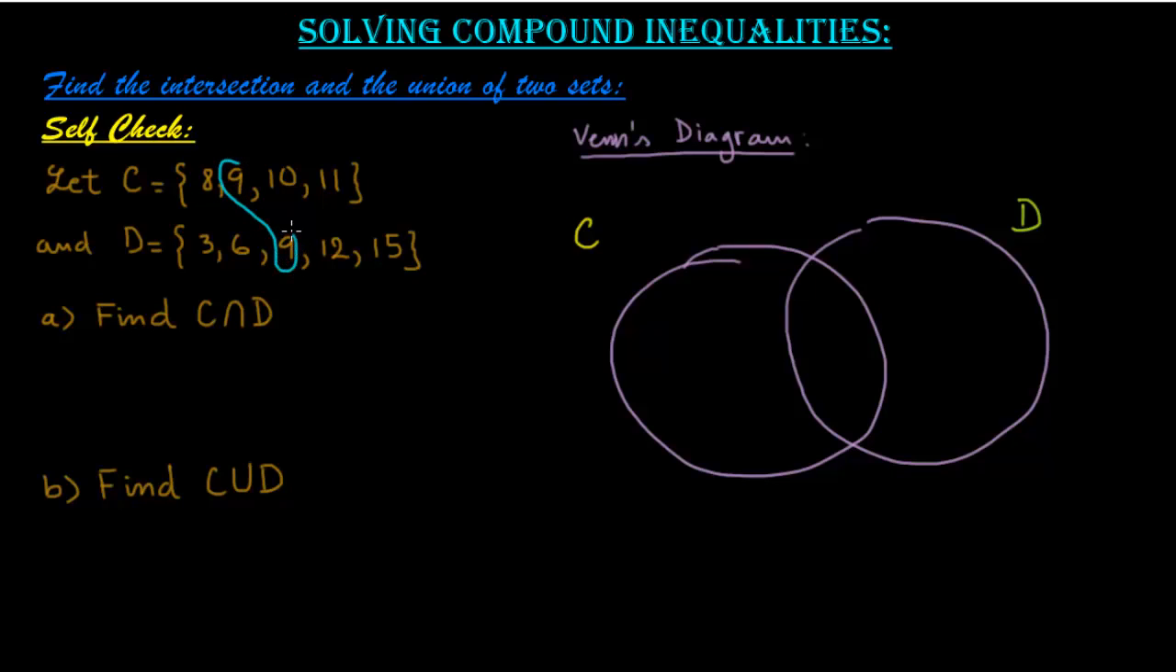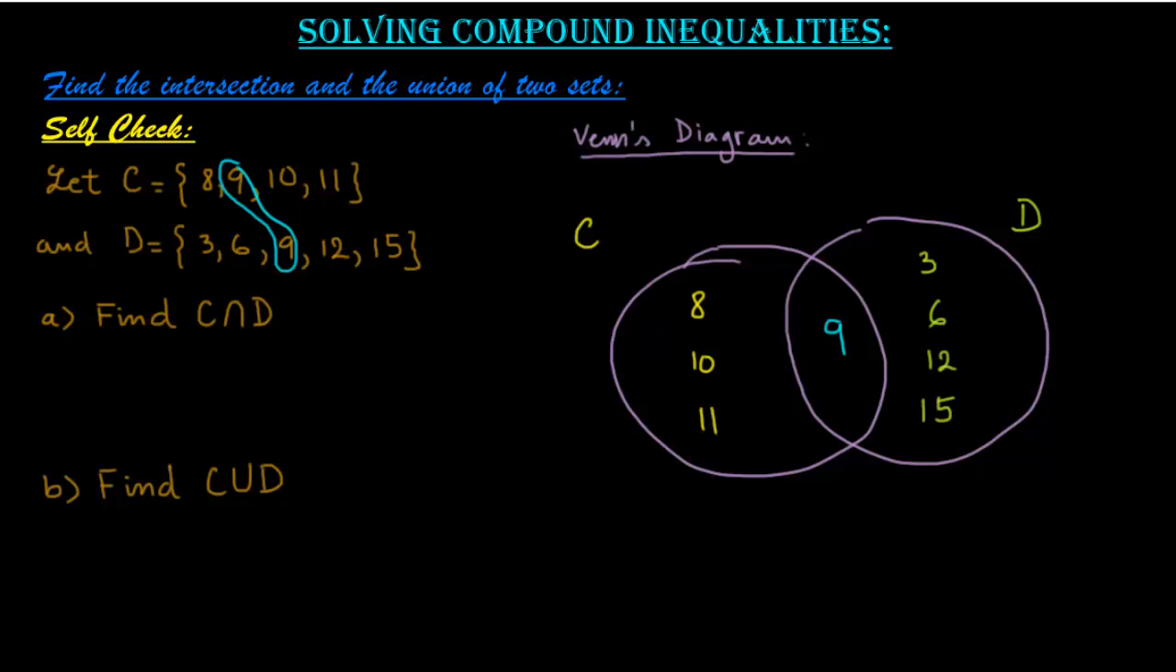This is my first pair. Okay, 9. 10 in C, but not in D, and 11 in C, but not in D. So just only 9 in common between C and D. So in circle C, we have left over 8, 10, and 11. So I fill in here 8, 10, and 11. And in circle D, we still have 3, 6, 12, and 15 left over. So I bring it here, 3, 6, 12, and 15.